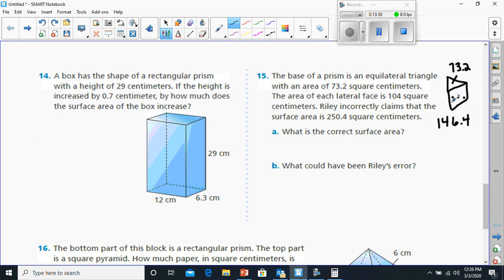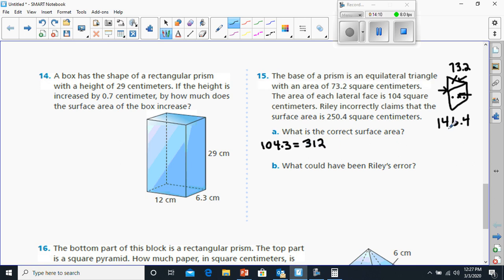Now I've got 3 shapes here, and it says the area of each lateral face, the lateral face of the sides, is 104. That means if it's a triangle, there's 3 sides to it. That's 104 times 3. So we got one side, the back side over here, and then we got the side over here, right? So that's 3 sides, and that's going to make 104 times 3. That's going to equal 312.